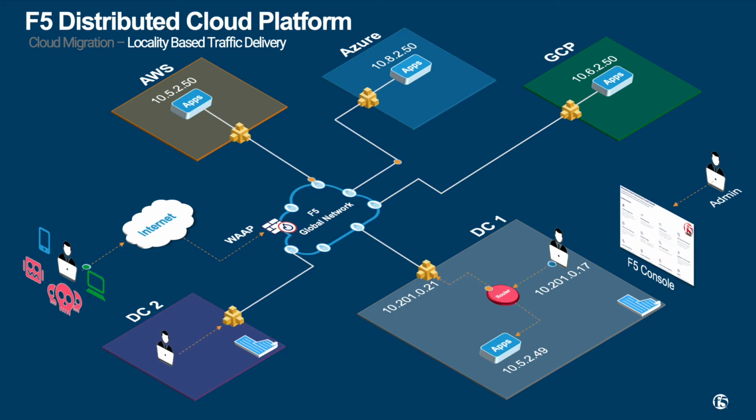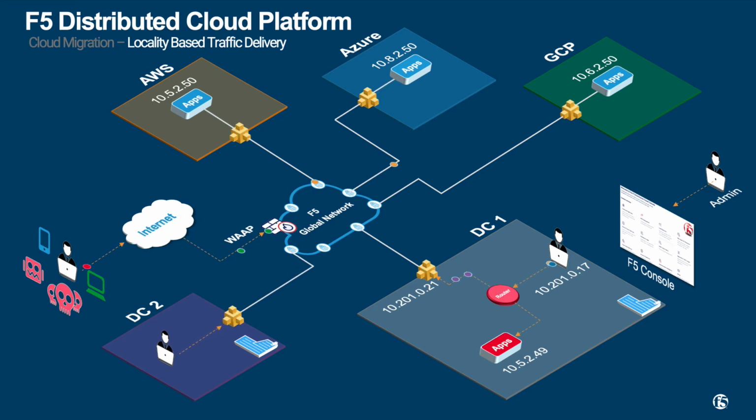For the migration of traffic to public cloud, you can just switch off or power down the DC apps. F5 mesh will detect that, and subsequent user requests it will send to AWS or Azure. If you migrate apps that are required to be accessible from the internet, you can publish your apps via F5 Global Network with WAAP enabled.